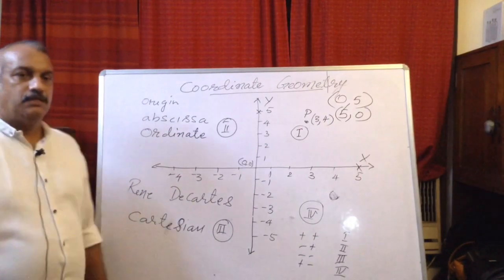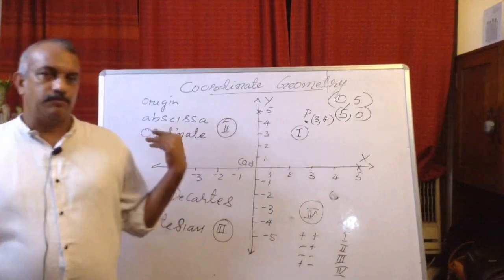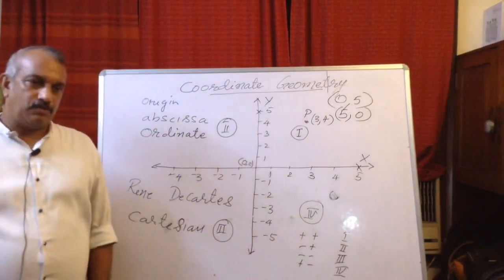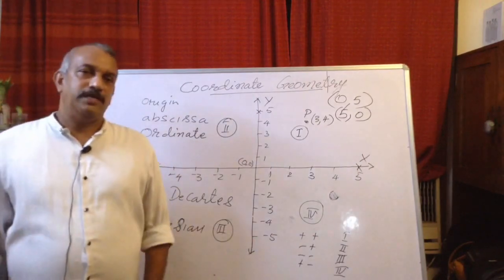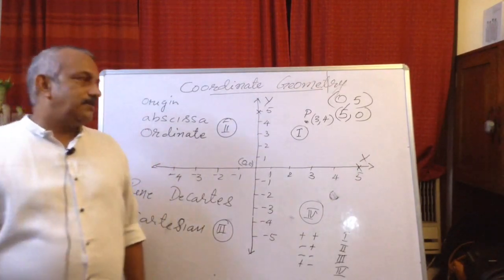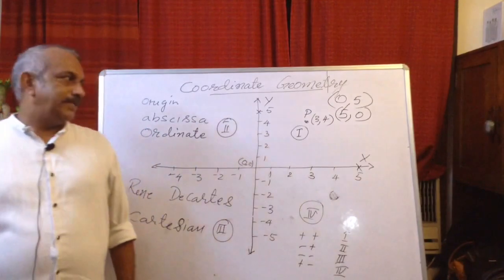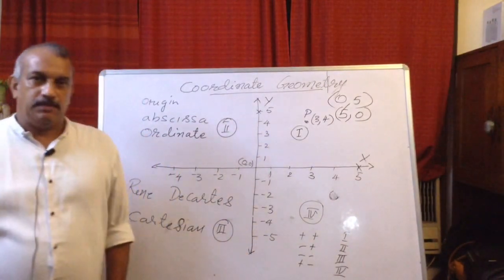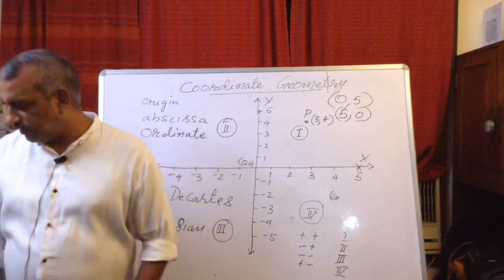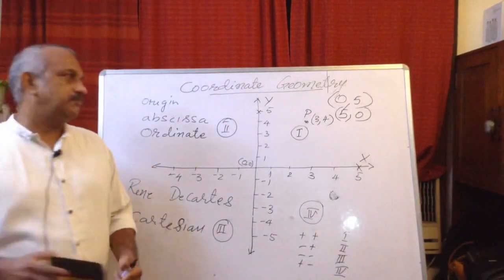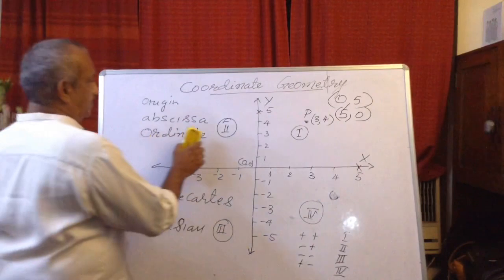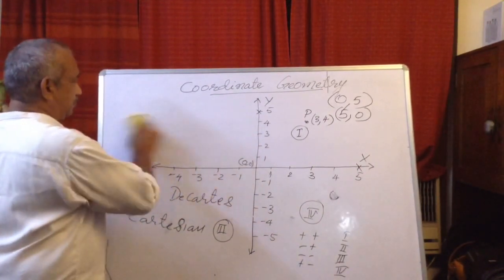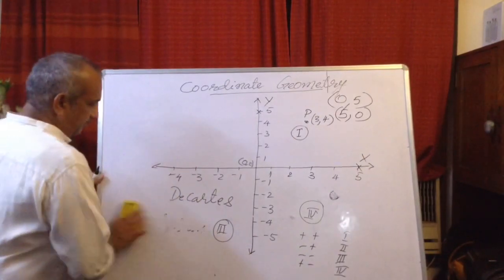Fill in the blanks: what is the abscissa of this point, or what is the ordinate of this point, or what is the other name of the x coordinate, what is the other name of the y coordinate, etc. Like this, fill in the blanks can be there. The second one is: plot the following points on a Cartesian plane. Say 5-6 points are given, and you are asked to plot those points on a Cartesian plane.